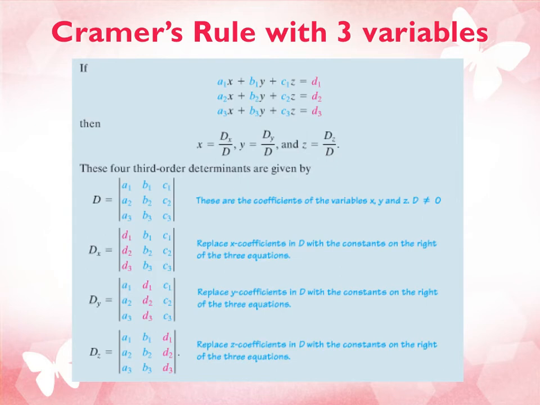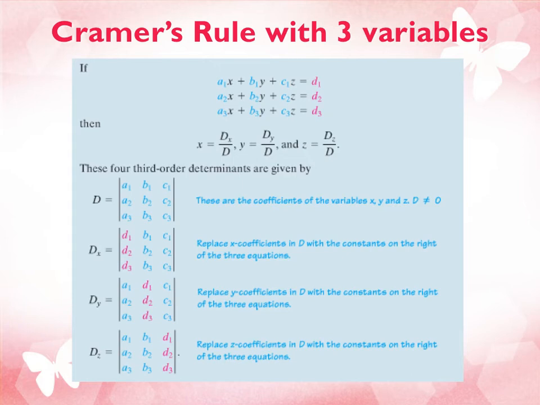So Cramer's Rule, to find D, you take the x's, the y's, and the z's, so the first 3 columns. D sub x, you take out the x's and you put in the constants. D sub y, you take out the y's and put in the constants in that column. And then D sub z, you take out the z's and you put in the constants in that column.